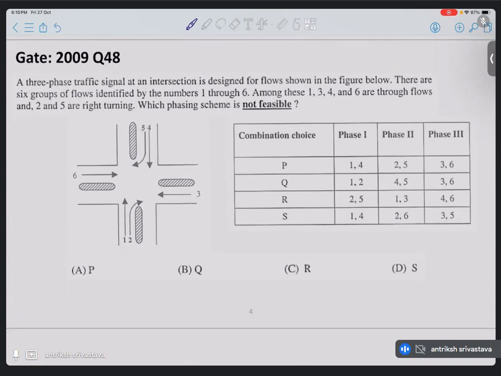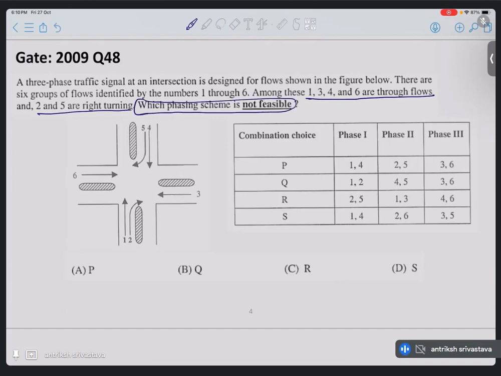GATE 2009, question number 48, same paper. The three-phase traffic signal at an intersection is designed for flow shown in the figure below. There are six groups of flow identified by the number 1 to 6. Among these 1, 3, 4 and 6 are through flows, 2 and 5 are right turning. Which passing scheme is not feasible?